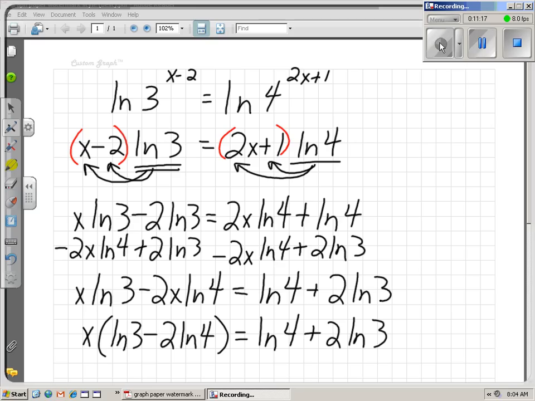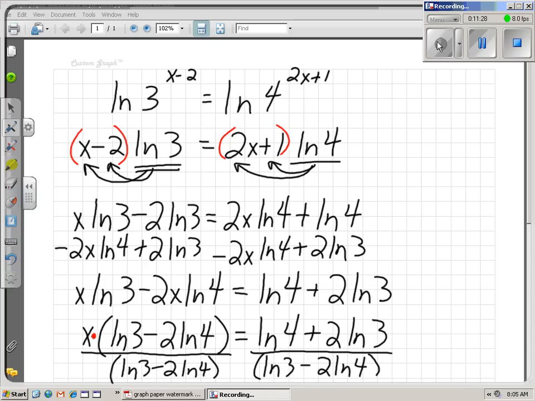All right, now remember I want to get the x alone. Remember what's happening over here. The x is being multiplied by that group in parentheses. So I'm just going to divide that whole group off. Just like that. And so our final answer is just this expression over here.